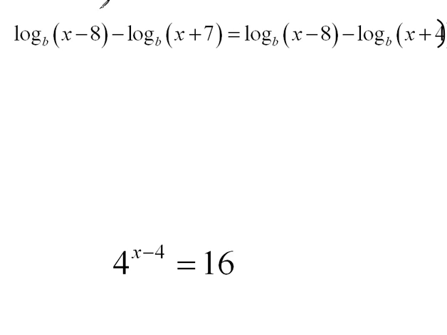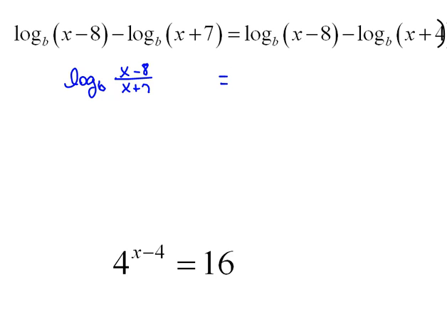Let's look at just the left-hand side of the equal sign before we do anything else. Here we have two logs that are separated by a minus sign. In order to put those back together, we would have to use division. So this would be log base b of x minus 8 over x plus 7.